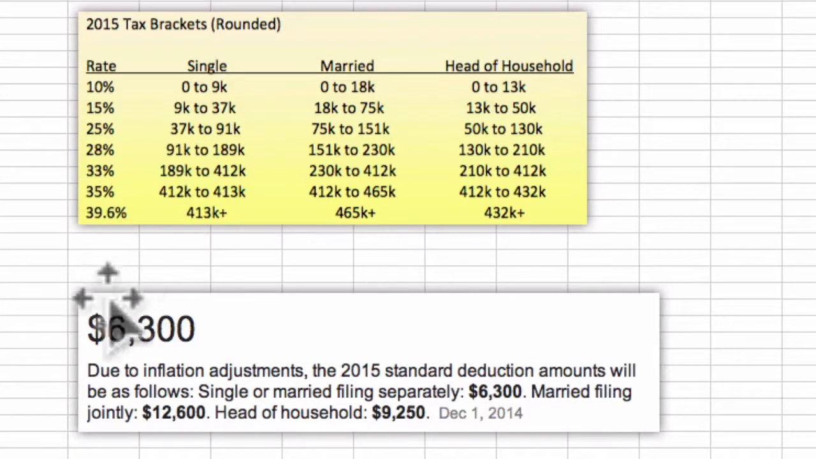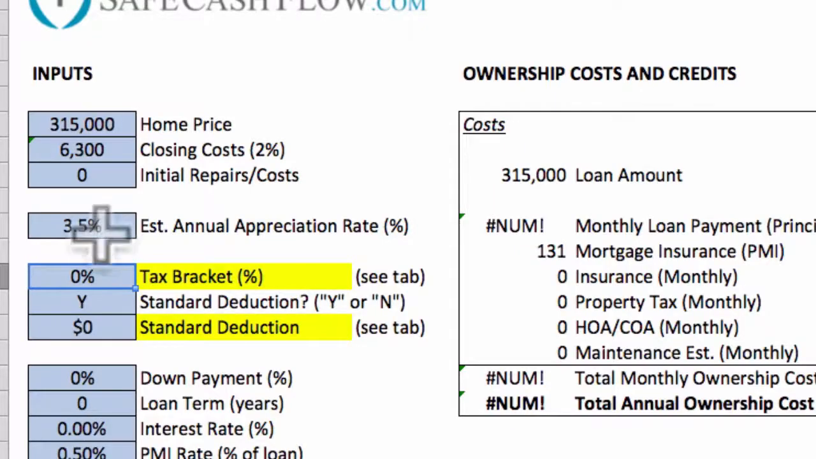And then the standard deduction for someone who is single is $6,300. So we're just going to assume that that is our case. And under tax bracket, we're going to put in the 28%. We are taking the standard deduction, meaning we don't have some kind of business or something where we get to itemize our taxes. And our standard deduction is going to be $6,300.